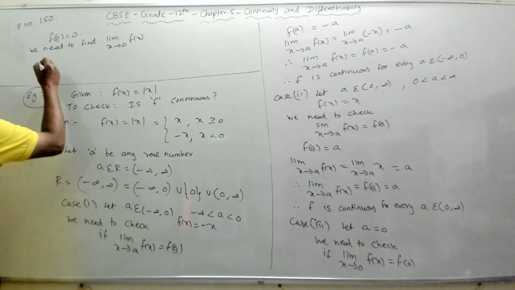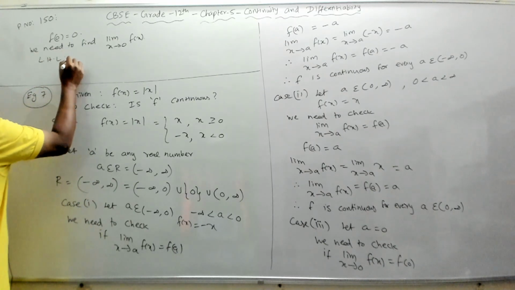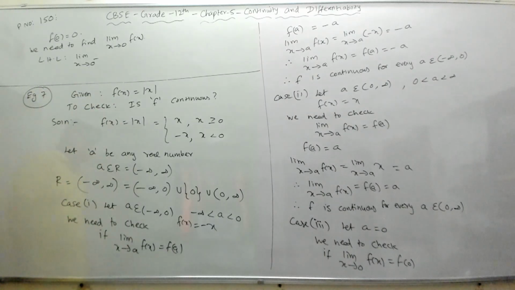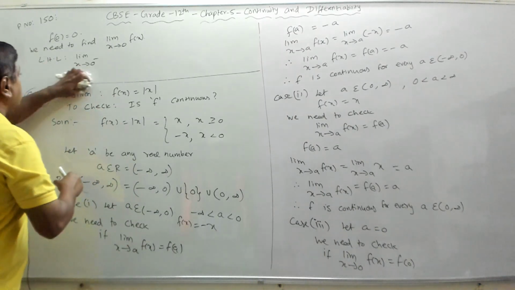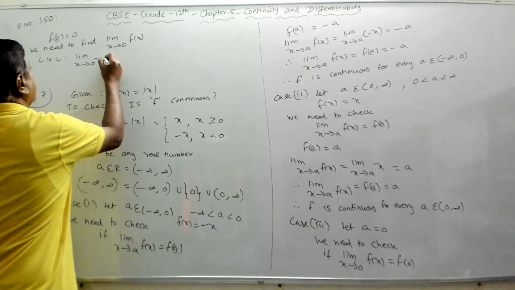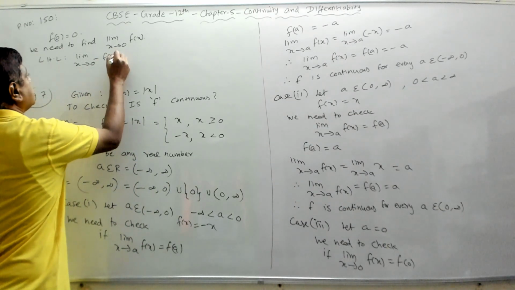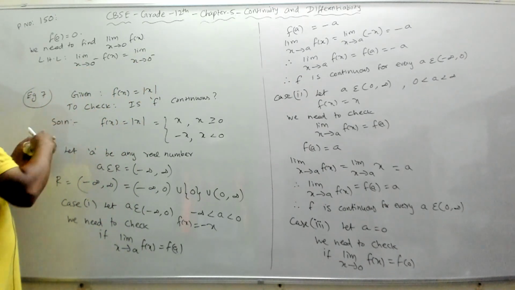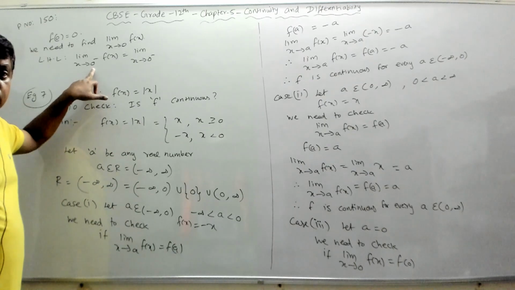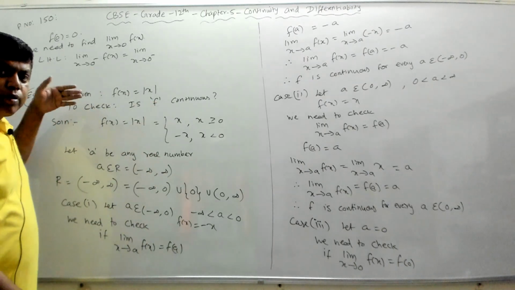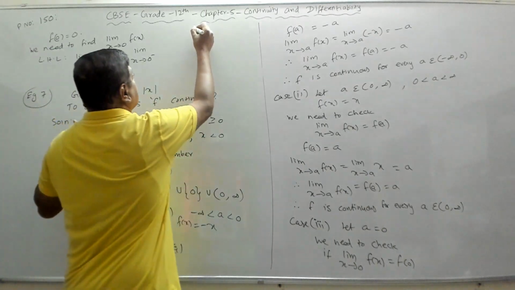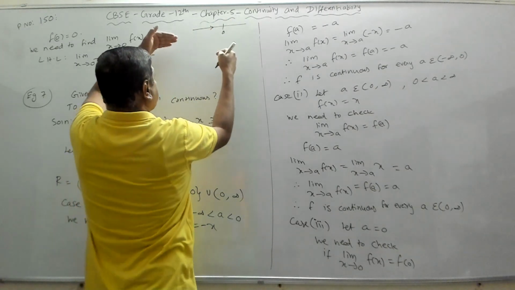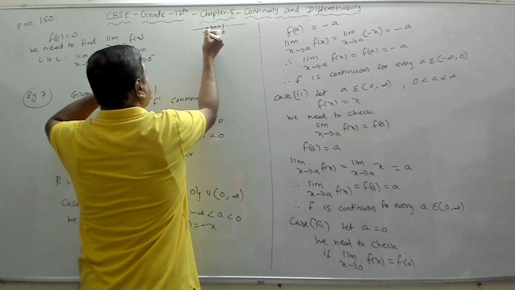So let's find the left hand limit. So LHL. LHL is what? LHL is the limit as x goes to 0 minus of f of x. 0 minus means we are finding the left hand limit, which means x is approaching 0 through values less than 0, from the left side of 0. Right? We have this real number line. This is 0. The x is approaching 0 from the left side, from this side.